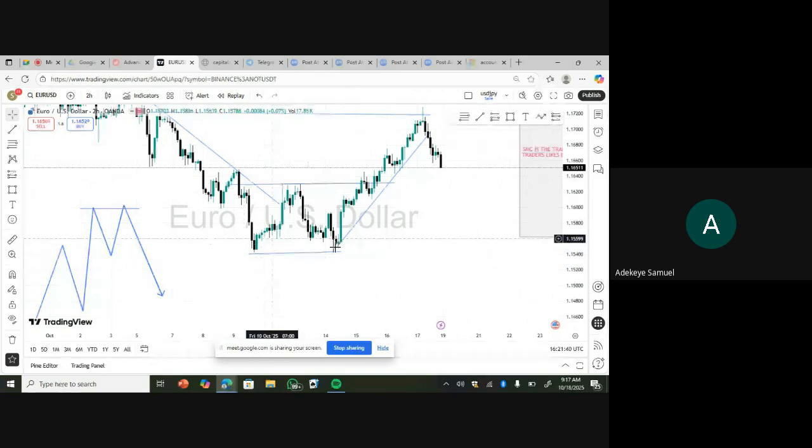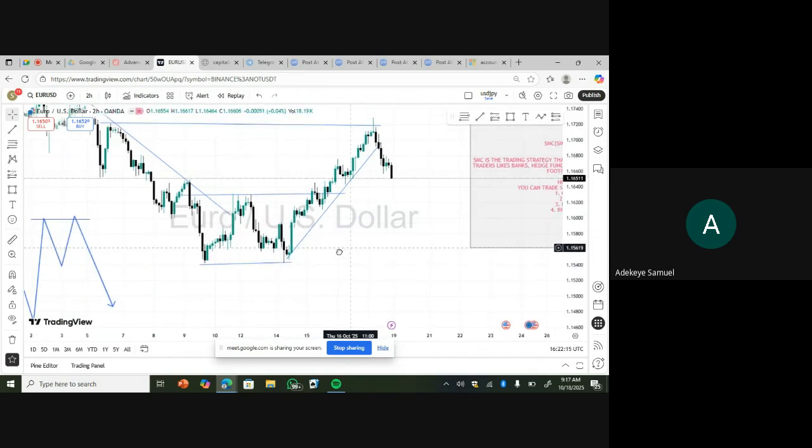When you see a double bottom at your support level, it shows that the market is changing structure from downtrend to uptrend. But when you see double tops at your resistance level, it shows that the market is changing structure from uptrend to downtrend. That's for double tops. But double bottoms always occur at your support level. So this is a support level where the double bottom happens.